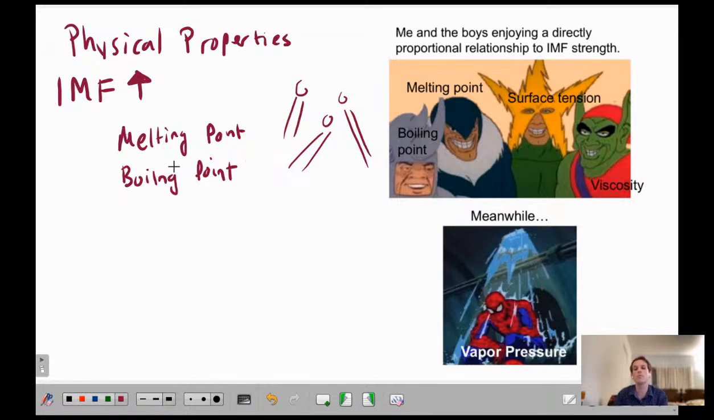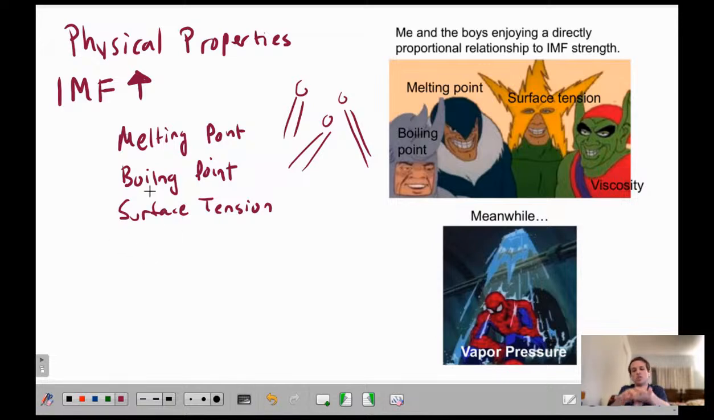So it would make sense that the boiling point is higher. You've got to add a lot more heat. Same thing with melting point. Also, something called surface tension, which is why water beads up and why some bugs can walk on water. Water has a lot of surface tension because there's a lot of intermolecular force.